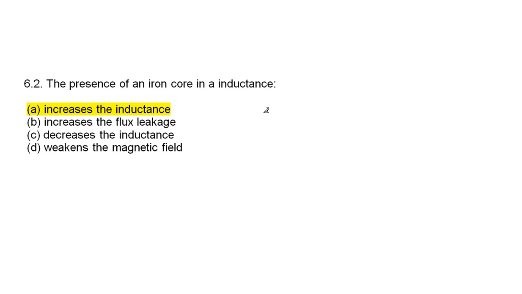So if we had an air core and the inductance was 1 Henry, and we replaced the air core with a permeability of 10, that would increase the inductance by a factor of 10, making it 10 Henrys.